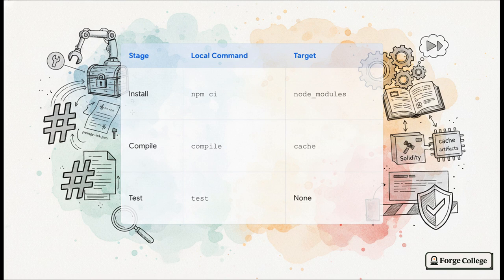But, and this is a big but, notice the last row here. For lint and test, there is no cache. None. We want those quality gates evaluating the actual code completely fresh every single time to ensure nothing slips through.